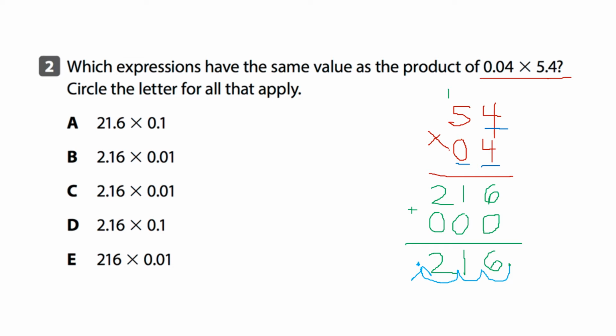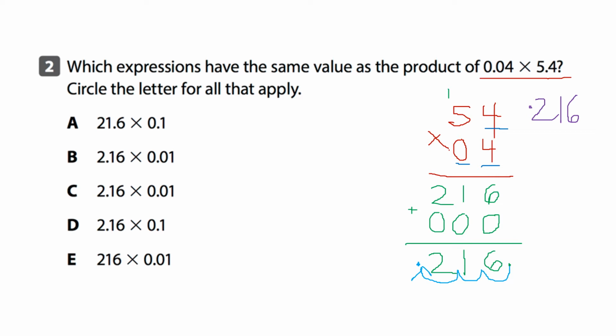So my answer to that one is 216 thousandths. So now I need to figure out which of the letters equal 216 thousandths. I can do these ones in my head because I'm just going to be moving a couple of place values, because all of my numbers are 216 in some form or another multiplied by a power of 10.